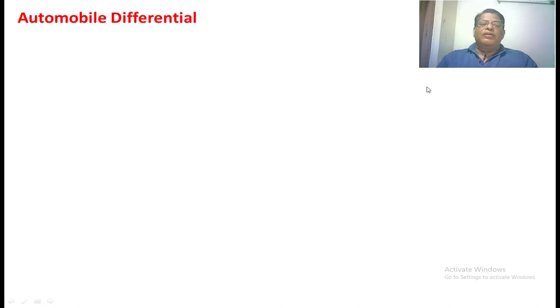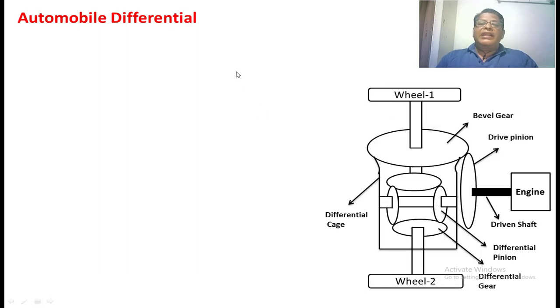Automobile differential is one of the very important components in EVs as well as IC engine vehicles. This is placed on the front axle of the vehicle. This is wheel 1, this is wheel 2, this is the engine, this is the drive shaft. This drive shaft is directly connected to the drive pinion, which is a gear rotating in this direction. The teeth on the outer periphery are not shown, for simplicity.